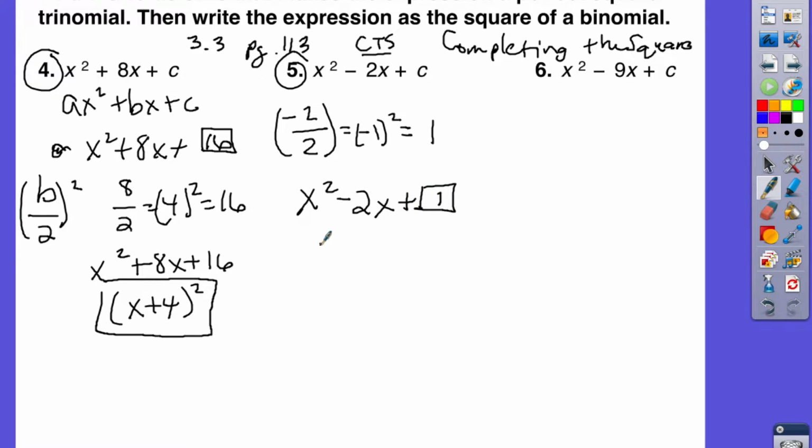So when I factor that, it's going to be x minus 1, and notice it's minus because in here it's minus 1. It's plus because the number you divide by 2 is positive 4, quantity squared. So pause the video, work on monitoring progress 6, and check it in the back of the book.